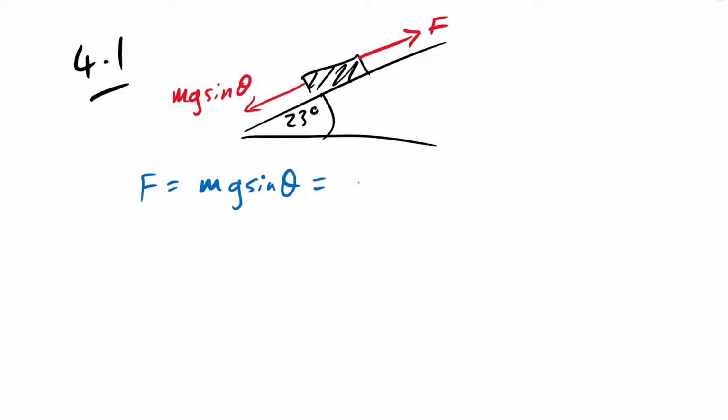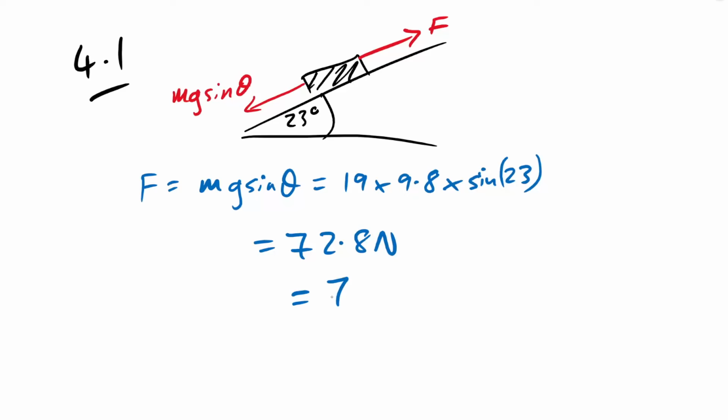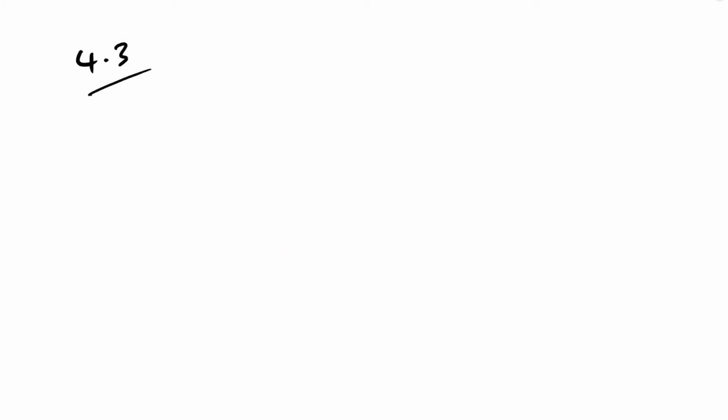So that's equal to, what's the mass? 19 kilograms times 9.8. Yeah, 2 sig figs, because the 19 is 2 sig figs, times sine of 23. And that gives us 72.8 newtons. So let's just call that 73 newtons. I guess we answered 4.1 and 4.2 there at the same time. 4.3, the belt is driven by a motor. The belt and block accelerate uniformly from rest to a speed of so and so. Okay, calculate the magnitude of the frictional force of the belt on the block during this acceleration.